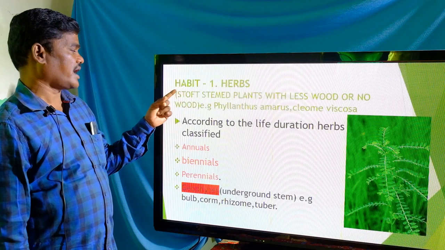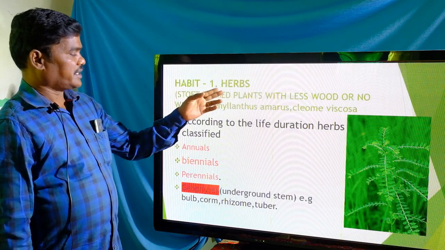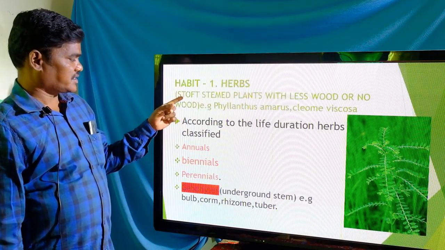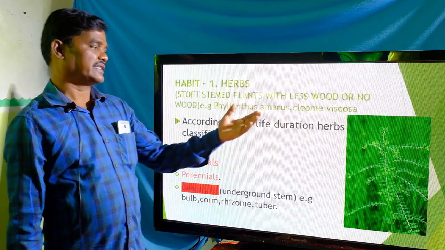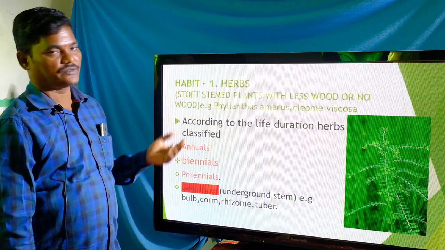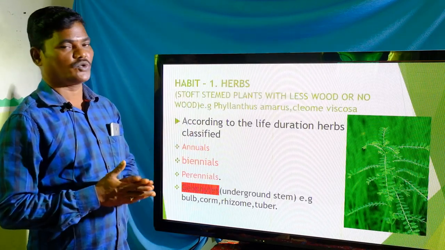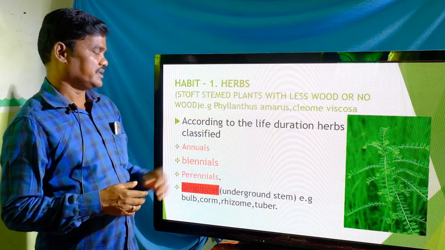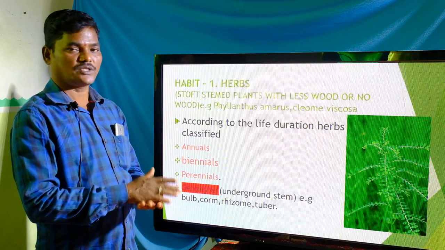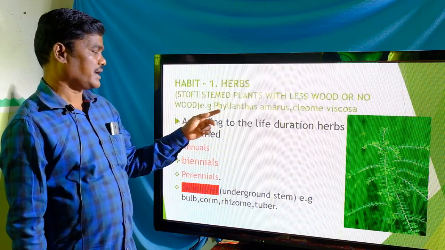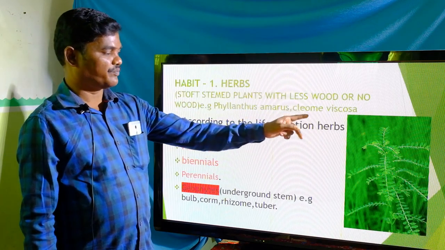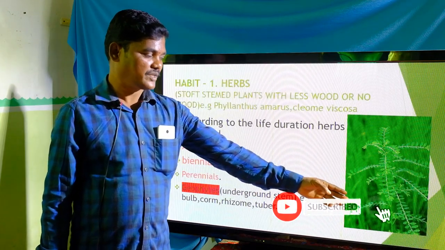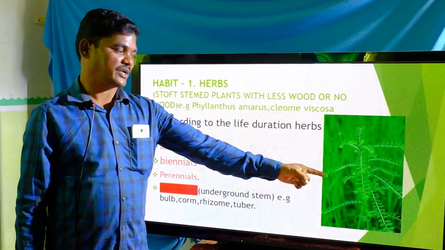First of all, we take habit. In habit, the first one is herbs. Herbs are soft-stemmed plants with little or no wood. Wood means the hardest portion of the plant. That type of plant is called a herb. It is a very small plant and its lifetime is also very short. Examples: Phyllanthus amarus and Cleome viscosa. You can see the diagram. This is Keezhanelli, Phyllanthus amarus, the botanical name.